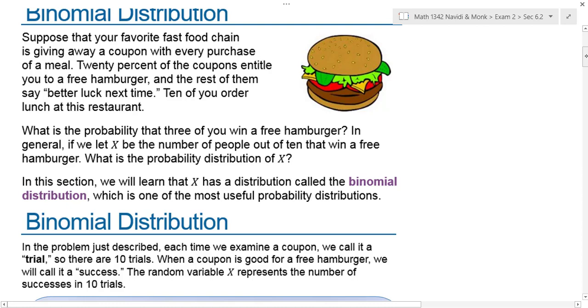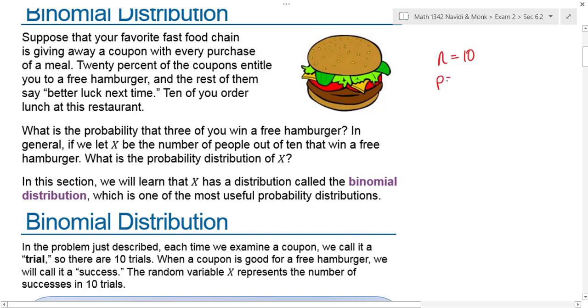In this section, we'll learn that x has a distribution that's called a binomial distribution, which is one of the most useful probability distributions. For binomial distributions, we need to have a fixed number of trials. N we use as the variable to represent our number of trials. In this scenario here, what would N be equal to? 10. 10 of you go to the restaurant and order a burger and get a coupon.